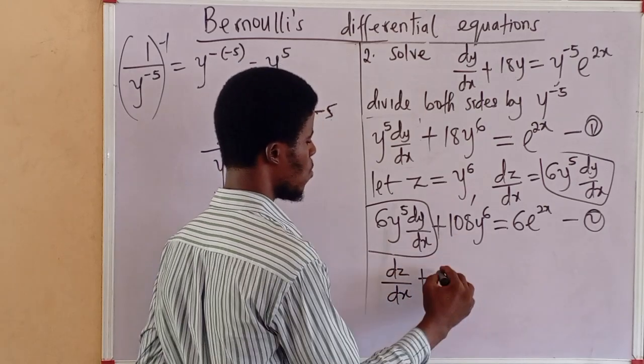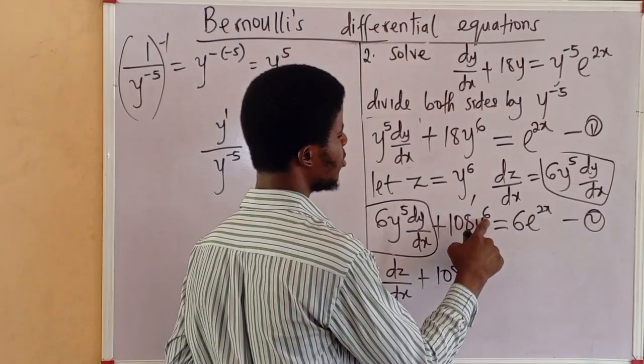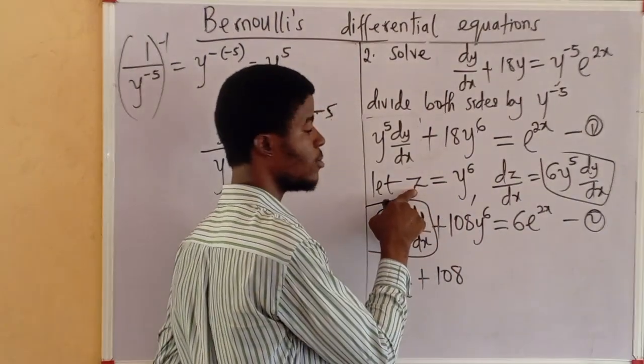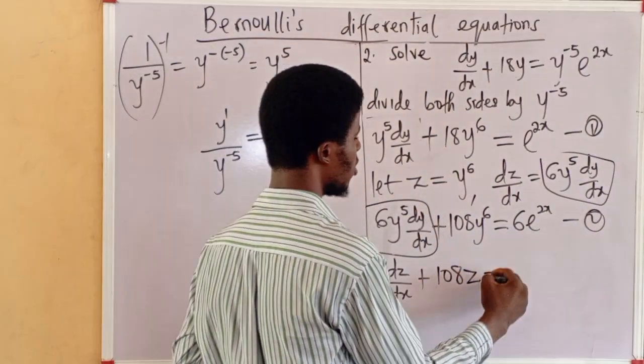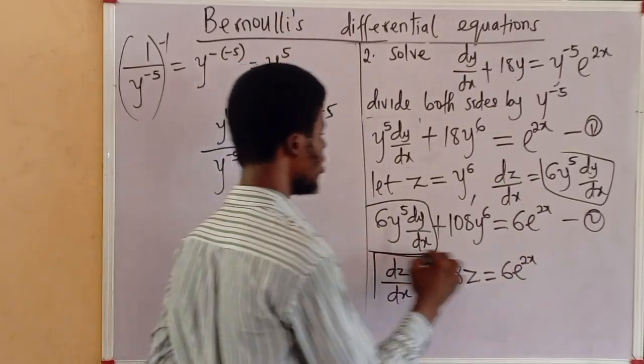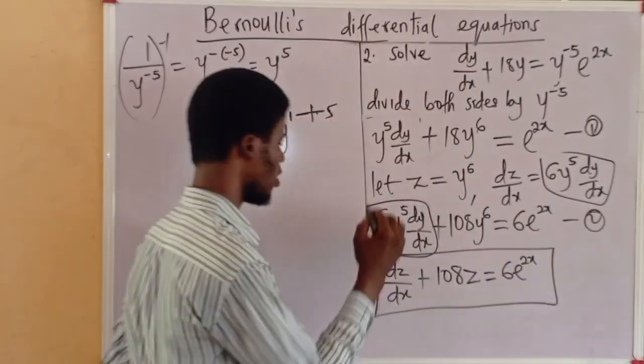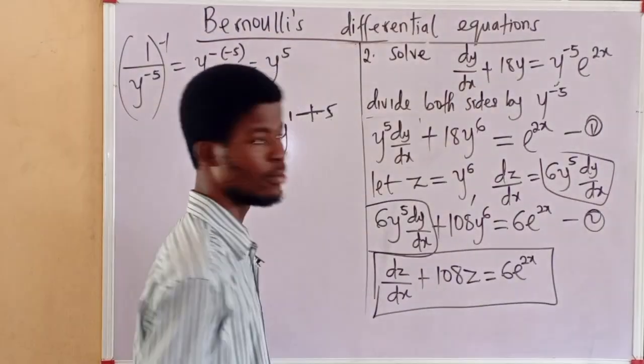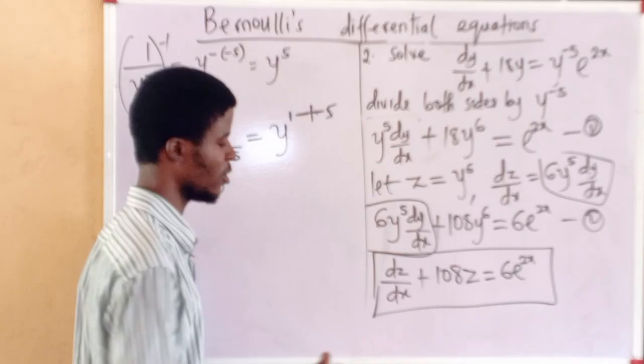plus 108y to the power of 6, which is what? z. z equals 6e to the power of 2x. So this is now a linear first order differential equation. Remember the form of a linear first order differential equation.